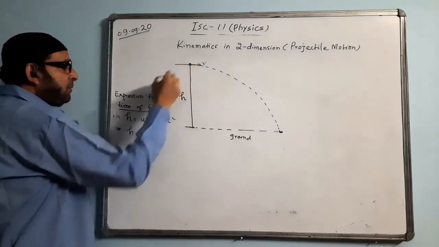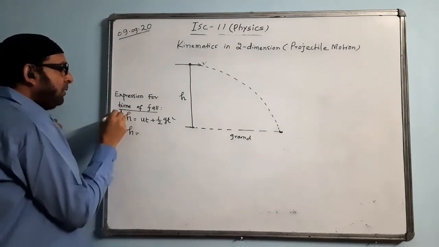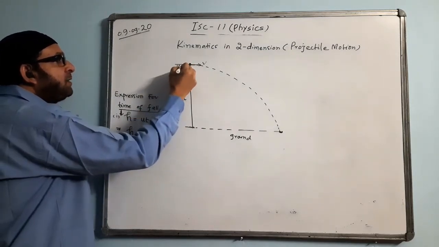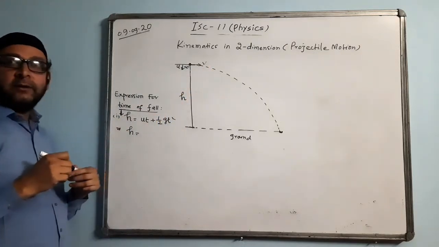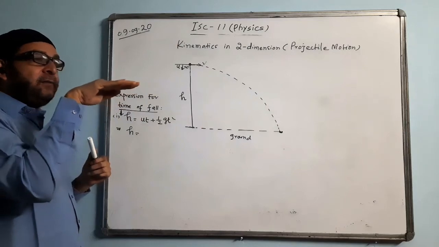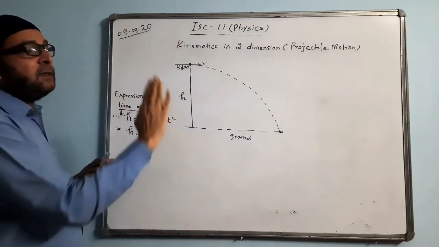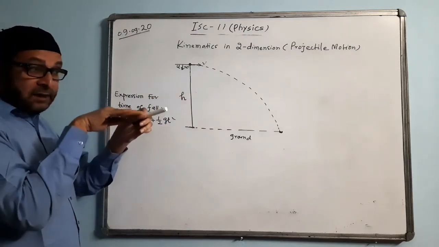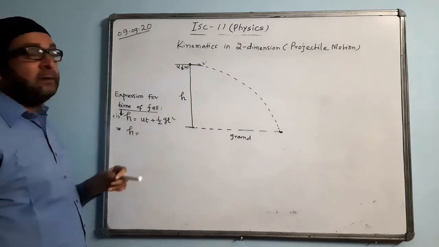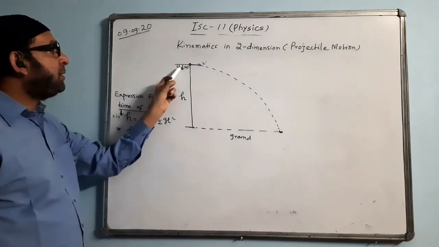This is for vertically downward motion. What is the value of u in this direction? The value of u in this direction is 0, because all the velocities are horizontal, so it doesn't have any component. If any vector is horizontal, it will not have a vertical component. If anything is vertical, it will not have a horizontal component. If anything is making some angle with the horizontal, then it will have both components. So the u value in this downward direction is 0.